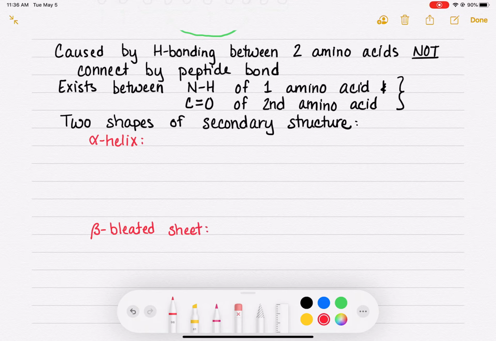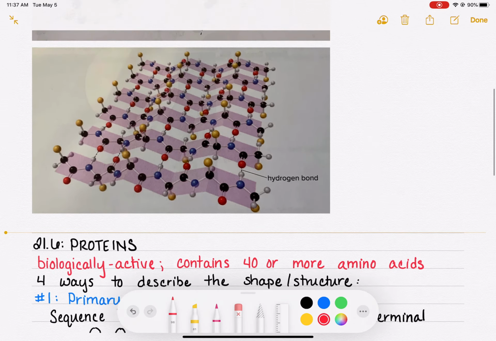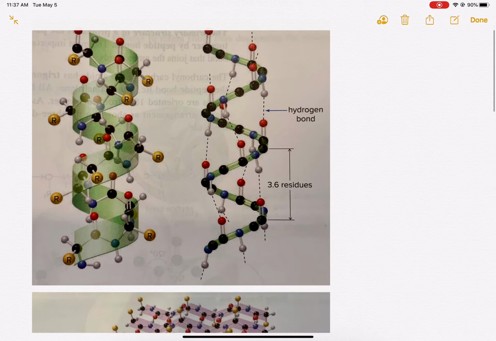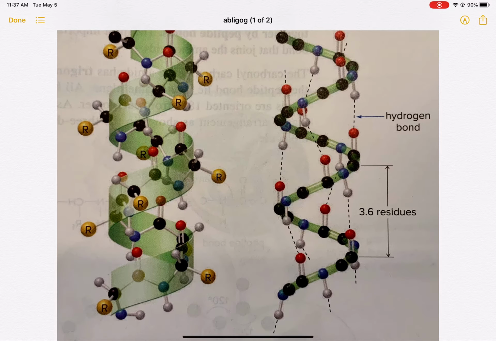So the first thing I want to do is show you a picture of these two shapes. We're going to focus on the alpha helix first. The alpha helix picture that I'm going to show you is from your textbook. This is figure 21.4 in your book. In my book, it's on page 730, but it depends on what edition you're using. So this is two different representations of the alpha helix. One might be easier for your eyes to see than the other. And I'm going to start with the representation that's on the left-hand side.